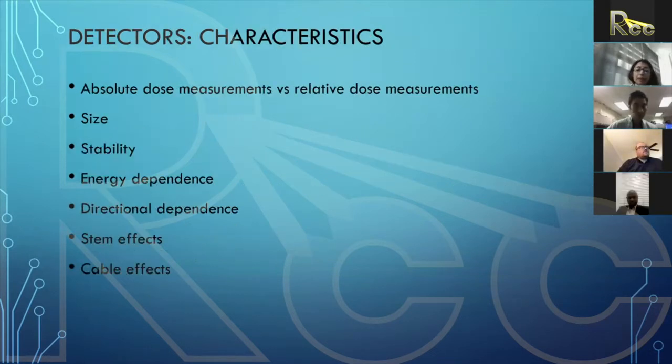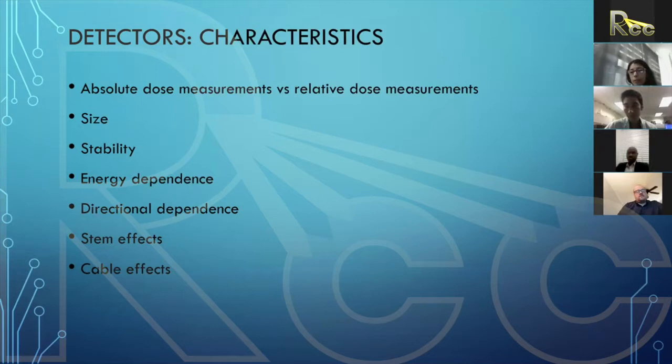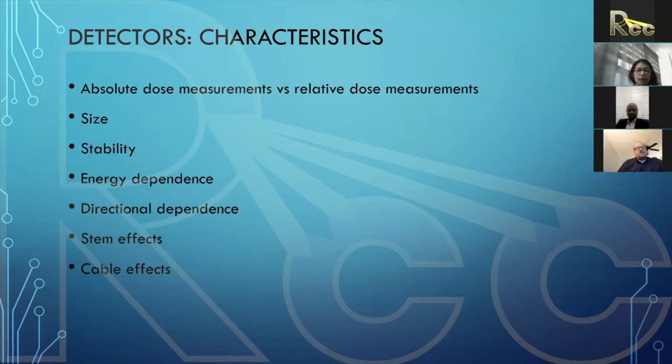So what characteristics should the detectors have? This is in general. This is not only applicable for IMRT, but for any type of detector or any type of measurement that you are doing in your clinic. Is your detector useful for absolute dose measurement versus relative dose measurements? What is the size of your detector? The stability? Is your detector energy dependent or directionally dependent? Do you have any stem effect issues or cable issues as well?